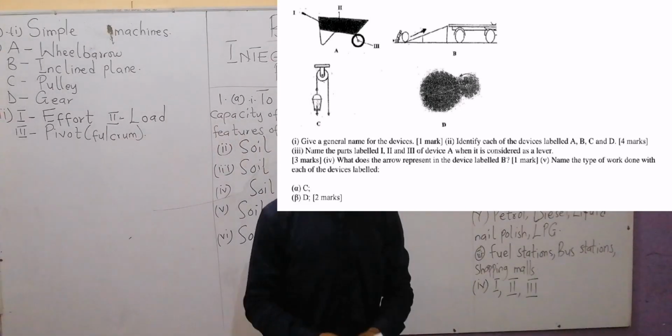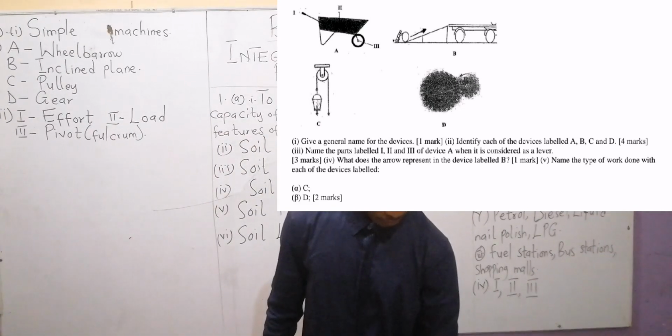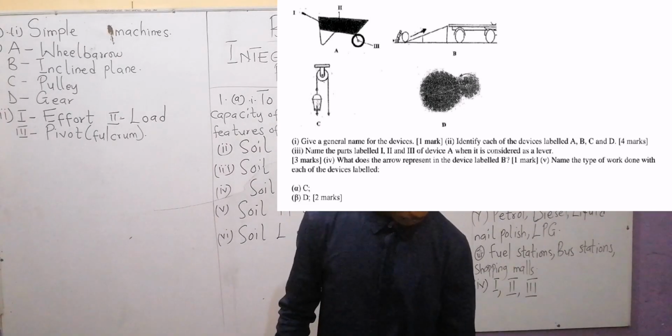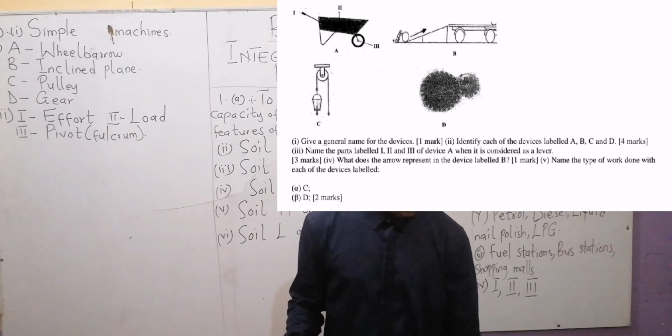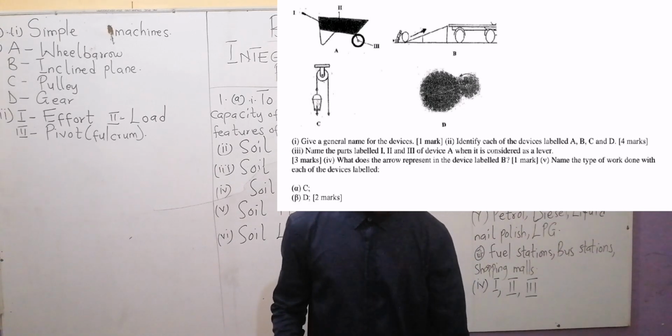Pivot or fulcrum, the center or the turning point of the machine. So we have effort, we have load, and pivot or fulcrum.